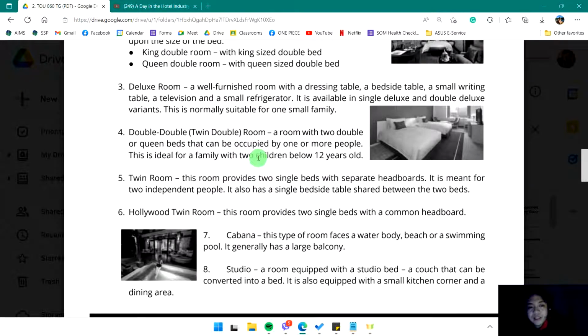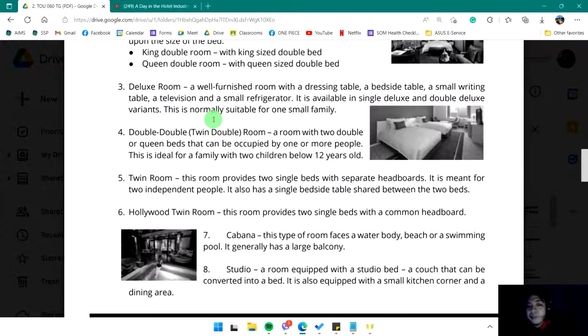Next is we have the double-double or twin double rooms. A room with two double or queen beds that can be occupied by one or more people. Ideal for a family with two children below 12 years old. So double-double or a twin double room basically is a double room with two beds. Yun lang po siya. The beds are usually good for two or a queen size bed para masabi natin talaga na it's a double room. And then twin siya kasi dalawa po yung kama.